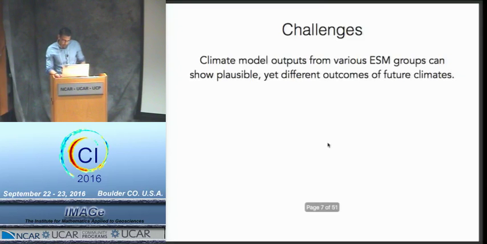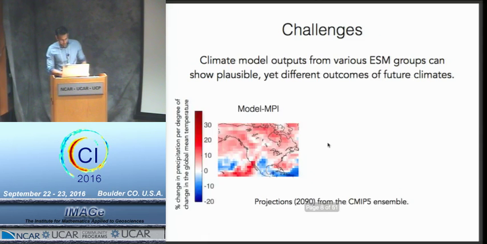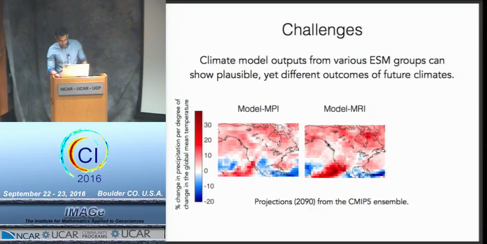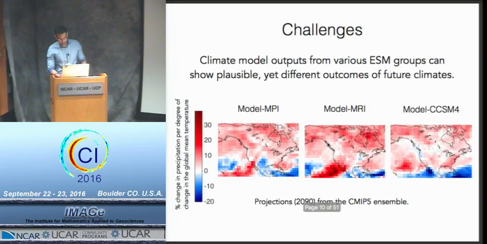Additionally, there are different groups around the world that develop these climate model outputs, and they all give a different outcome of the future climate. For example, this image shows the spatial field for Max Planck Institute in Germany. This shows the Meteorological Institute from Japan, and then the NCAR. And they all show a different output of the future climate for the same climate variable.